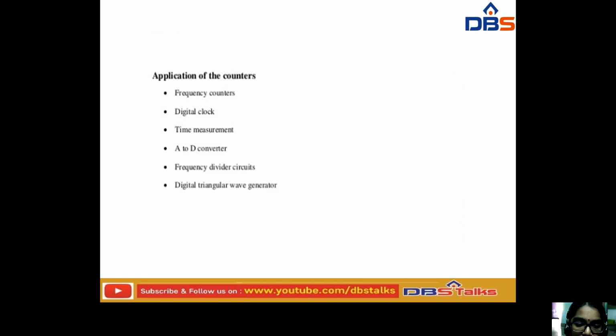These are the applications of the counters. First one is the frequency counter, next is the digital clock, then time measurement, A to D converters, frequency divider circuits and digital triangular wave generators. In these different stages, counters are used.